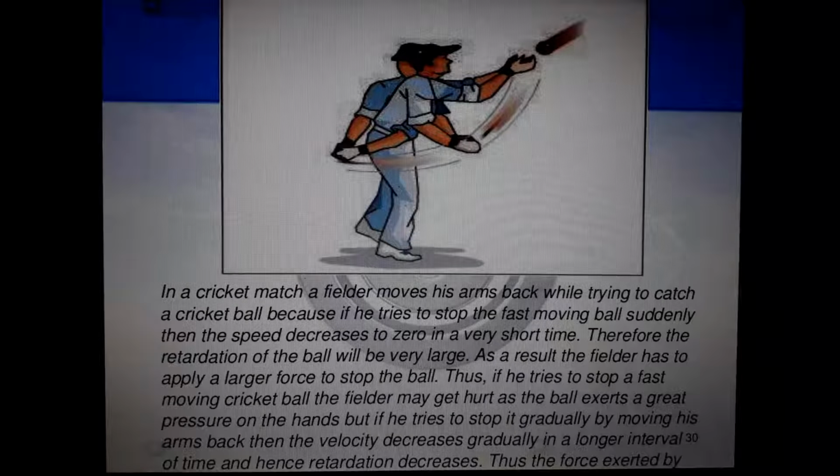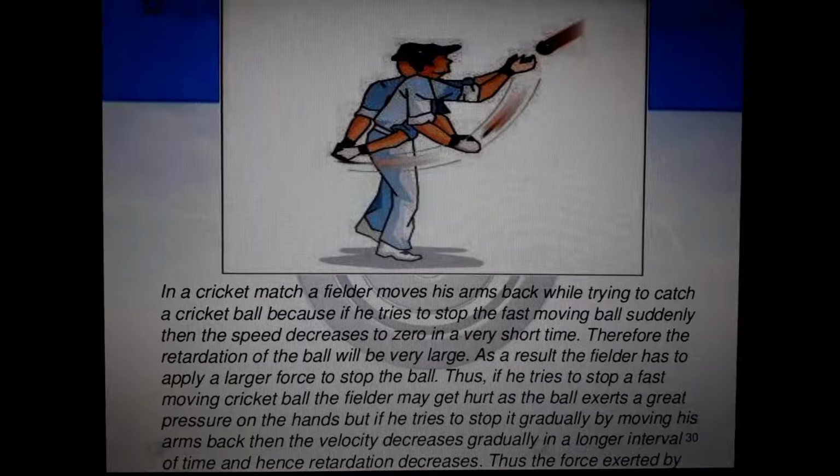Retardation means negative acceleration. Understand? Negative acceleration will be very, very large. As a result, the fielder has to apply a large force to stop the ball. Maybe he will break his hand if he is using that much strength. Thus, if he tries to stop a fast moving cricket ball, the fielder may get hurt as the ball exerts a great pressure on the hand.